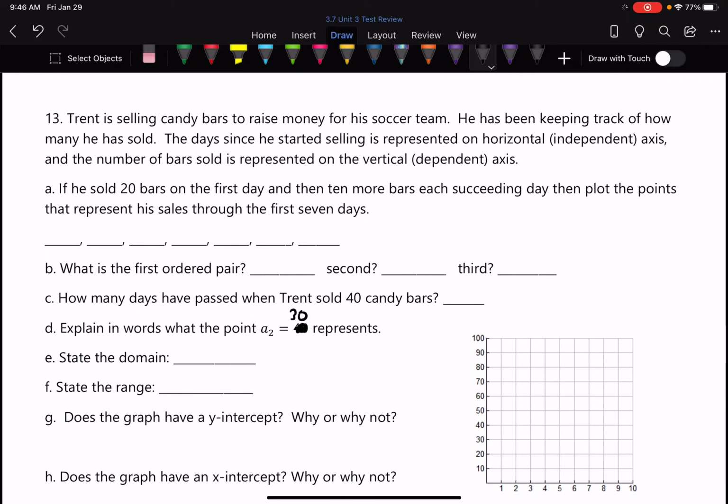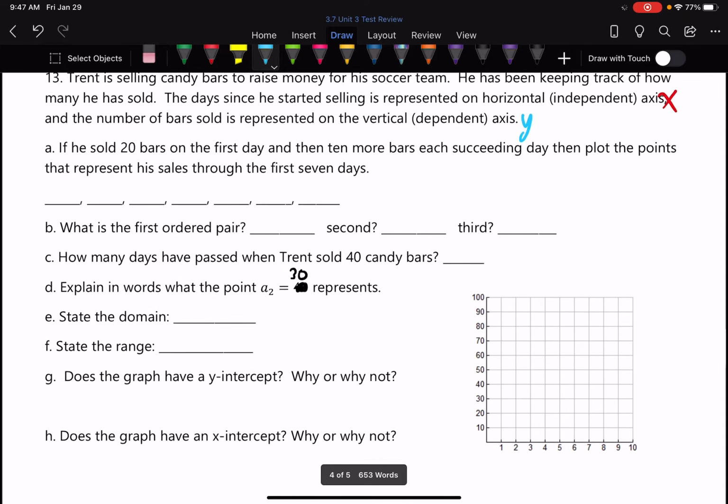We're on to problem 13. It says, Trent is selling candy bars to raise money for his soccer team. He has been keeping track of how many he has sold. The days since he started selling is represented on the horizontal, or independent, axis, and the number of bars sold is represented on the vertical axis. So that's our dependent axis. Remember, your horizontal axis is your X. Your vertical axis is your Y.